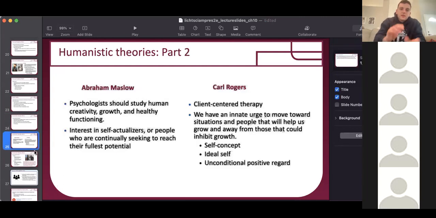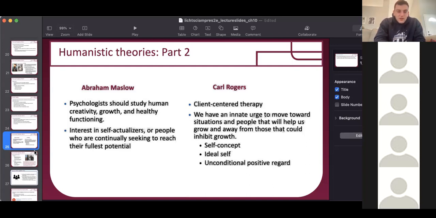Our main two figures in humanism, we've talked about them a good bit already. Abraham Maslow came up with the hierarchy of needs. He believed that psychologists should study human creativity, growth, and healthy functioning. He's interested in self-actualizers, people who are trying to get to the absolute top of their game. We talked about Freud and how he used a non-representative sample that would be very difficult to generalize from. Maslow did the same thing, just with people that weren't mentally ill. He was more interested in high achievers. But again, not everybody's like that. Not everybody has the same level of priorities. So also a flawed way of looking at things.